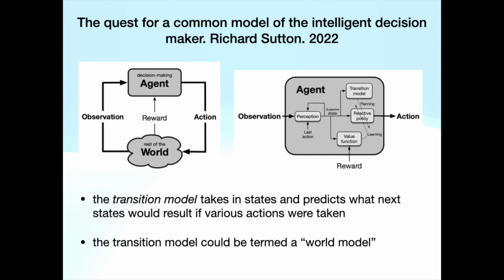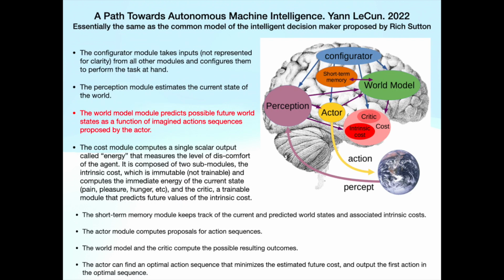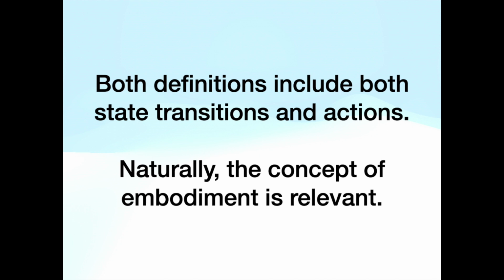As in the paper The Quest for a Common Model of the Intelligent Decision Maker by Richard Sutton, the transition model takes in states and predicts what next states would result if various actions were taken. The transition model could be termed a world model. As in the paper A Path Towards Autonomous Machine Intelligence by Yann LeCun, the world model module predicts possible future world states as a function of imagined action sequences proposed by the actor. Both definitions include both state transitions and actions. Naturally, the concept of embodiment is relevant.